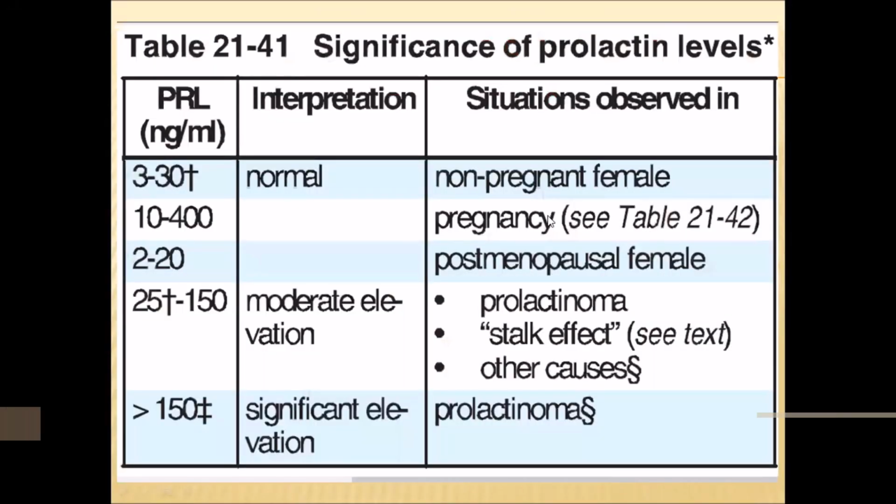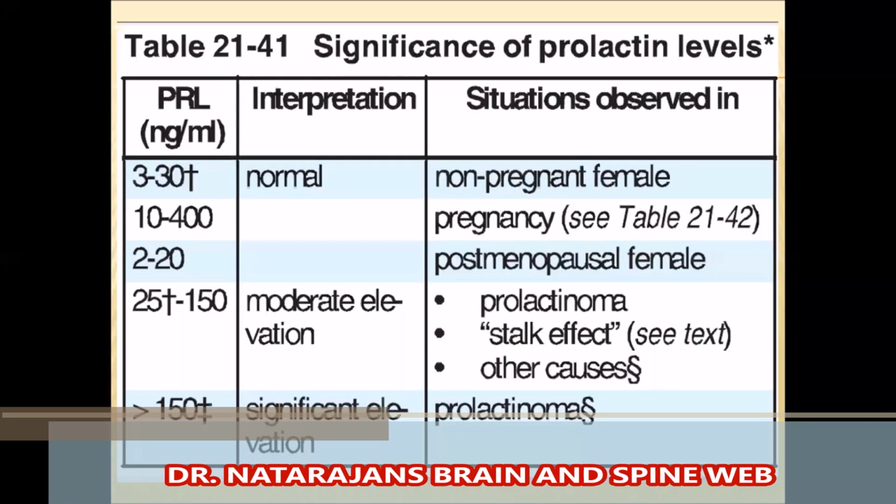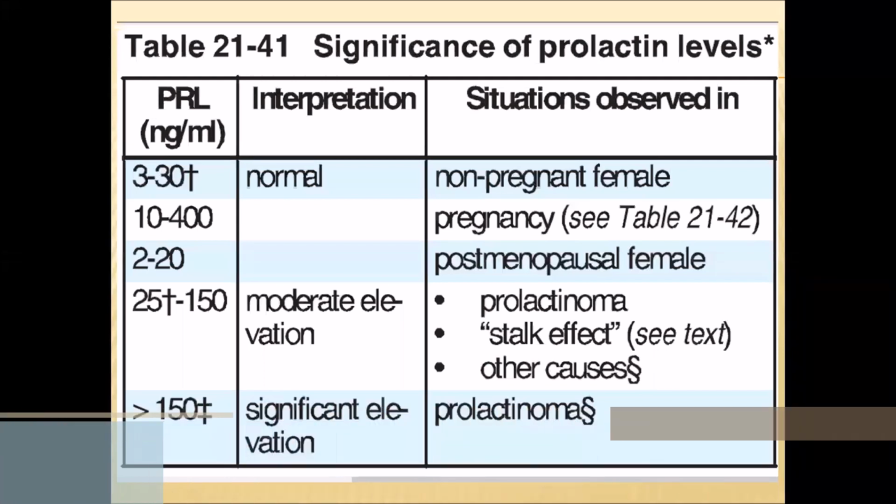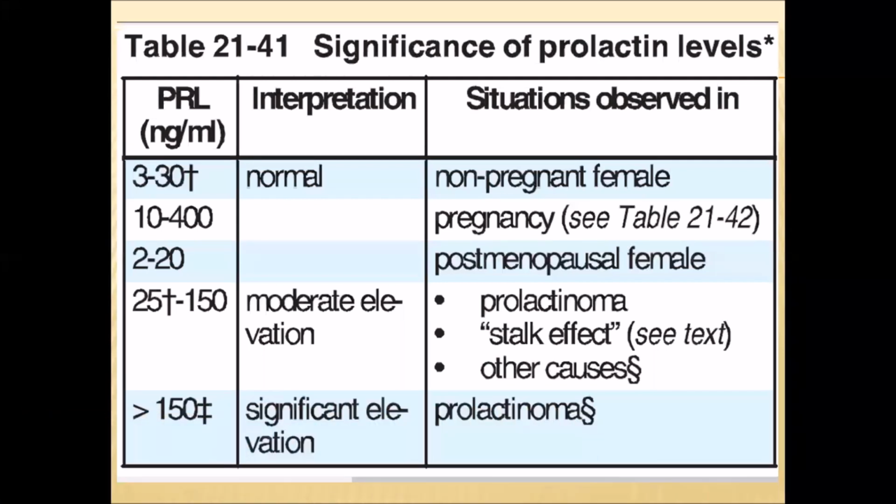The significance of prolactin levels, we have already discussed when we were dealing with the neuro-oncology topics, when we were discussing the classifications of the pituitary tumors. The main thing you have to remember is that the normal value is up to 20 nanogram per ml, and up to 150 in case of a stalk effect.